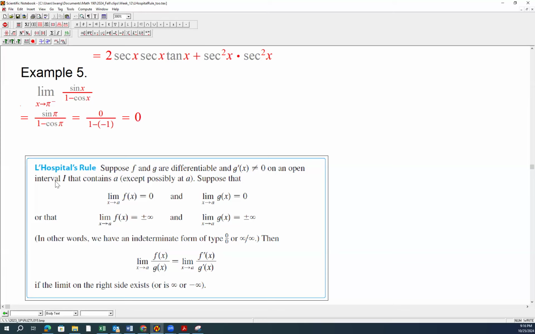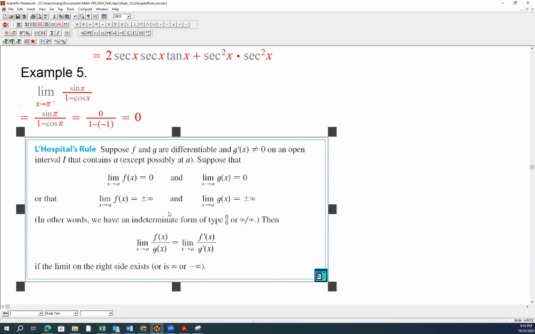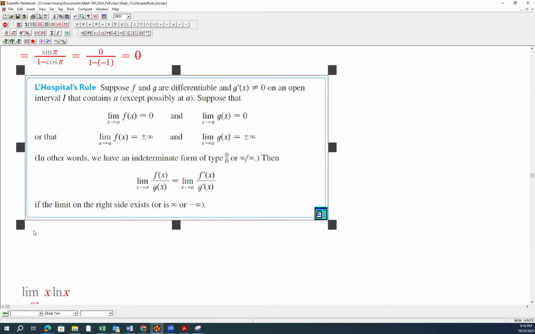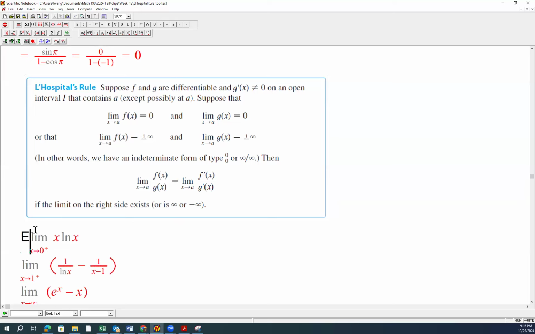So this example is a good reminder that we should not just look at the limit and start taking derivatives without checking the conditions. We must check the conditions first. All right, so let's look at example number 6. Here we go.